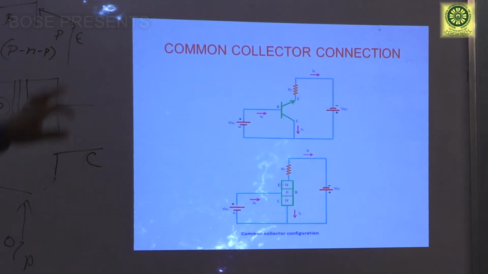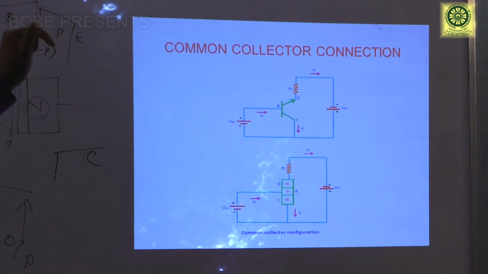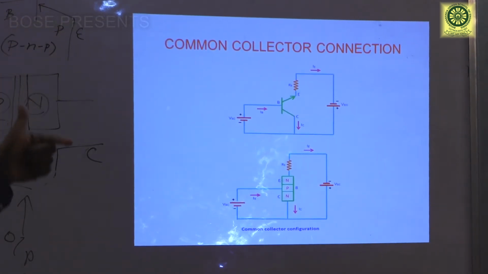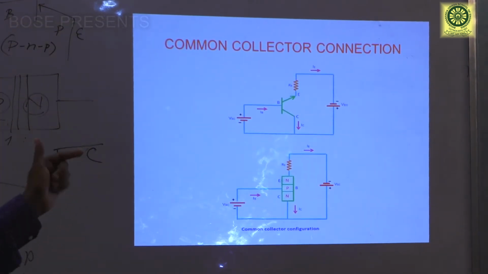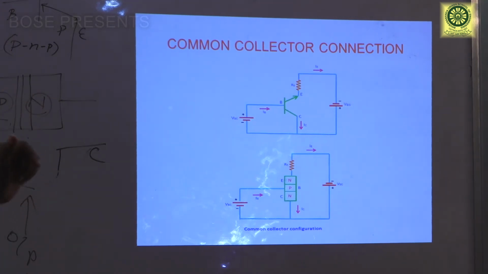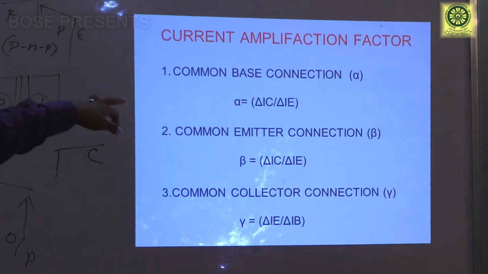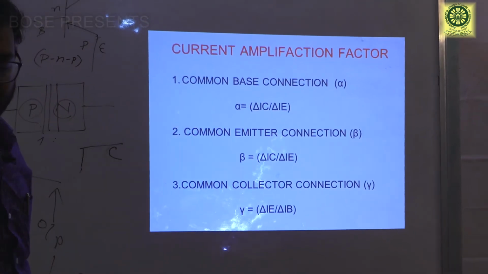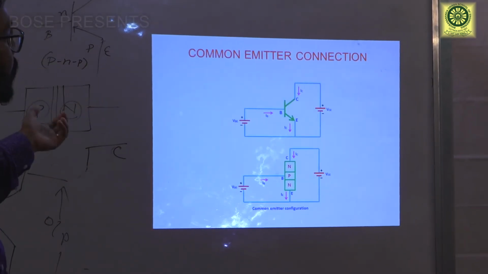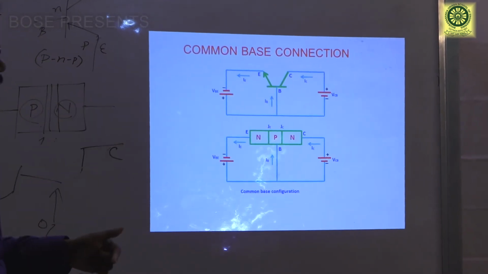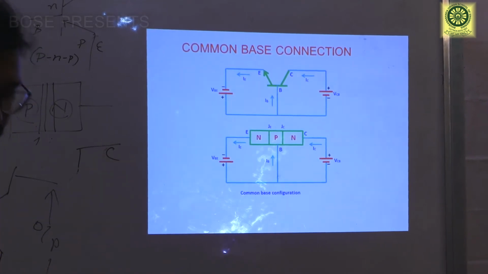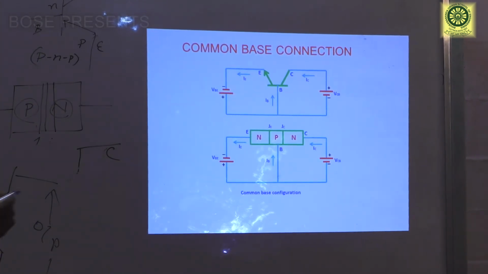So we have already taught common base configuration, next common emitter configuration, and next common collector configuration. As we started with common base configuration, just look at the figure, that is common base configuration. In that case we are considering one current gain.